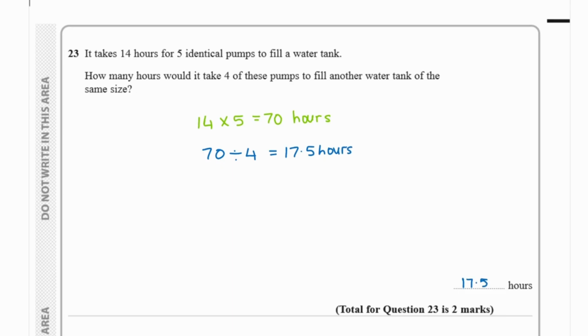This was a 2-mark question, and we would get the first mark for multiplying by 5 and the second mark for dividing by 4 and getting a final answer of 17.5.